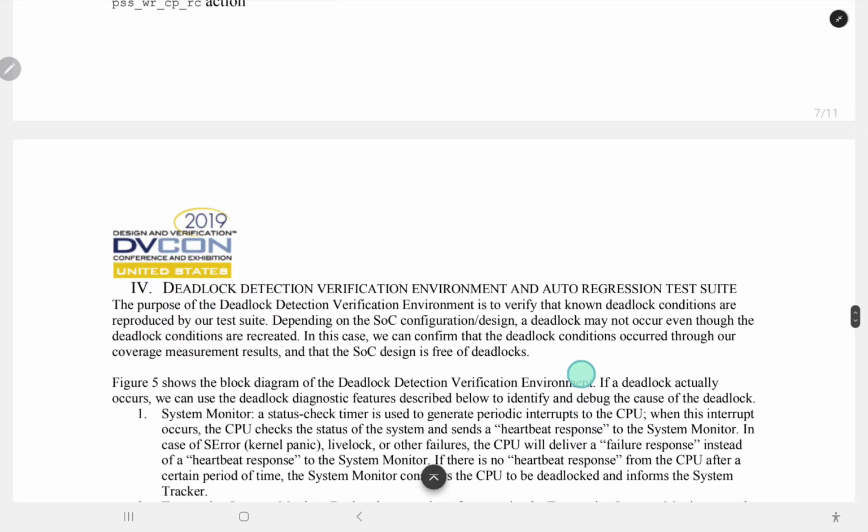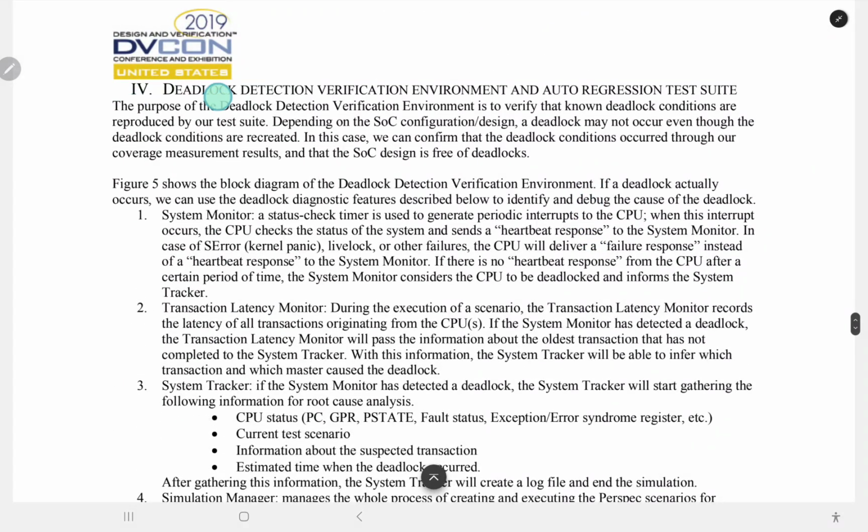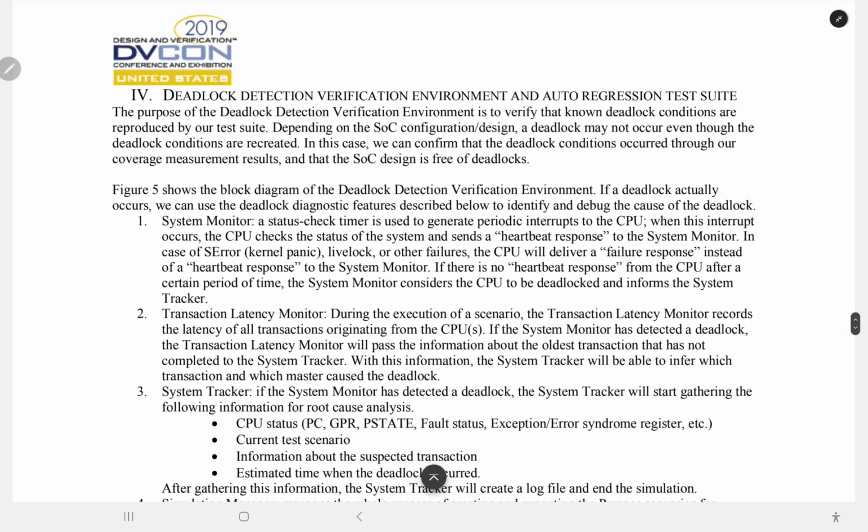4. The deadlock detection, verification environment, and auto-regulation test suite. The purpose of the deadlock detection verification environment is to verify that the known deadlock conditions are produced by the test suite. Depending on the SoC configuration and design, a deadlock may not occur even though the deadlock conditions are recreated. In this case, we can confirm through the coverage measurement result that a deadlock condition could occur and that the SoC is free of deadlocks.